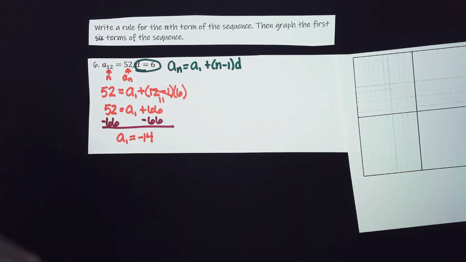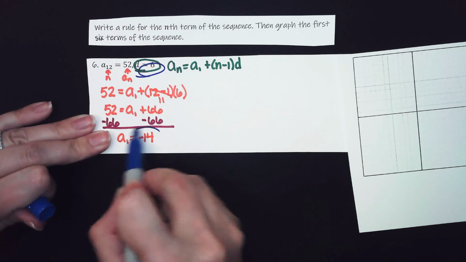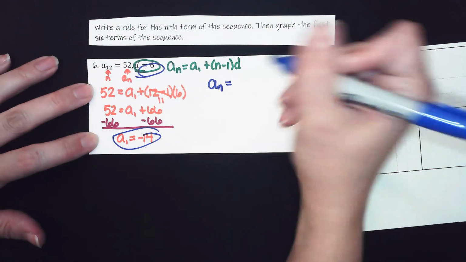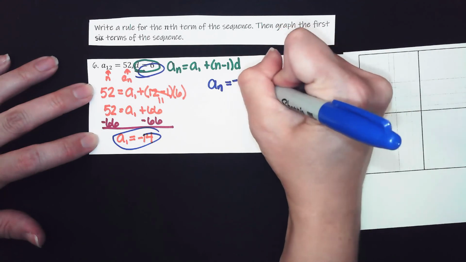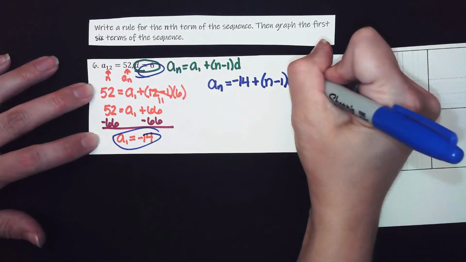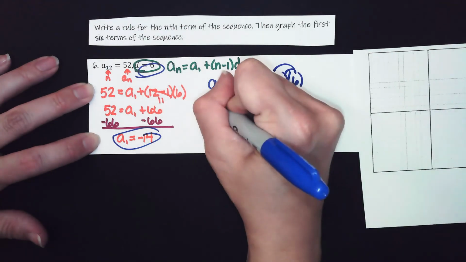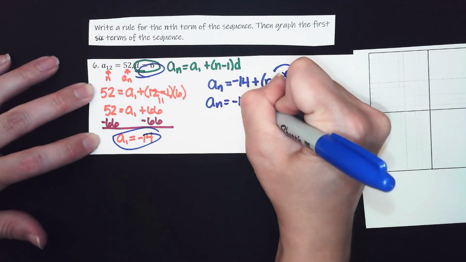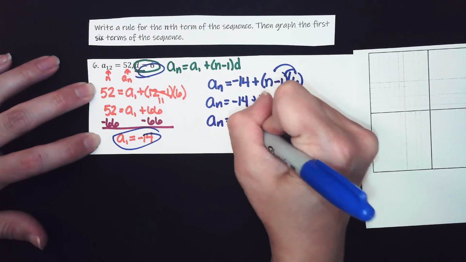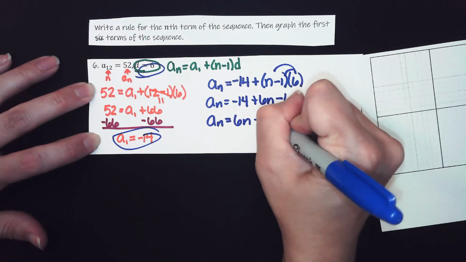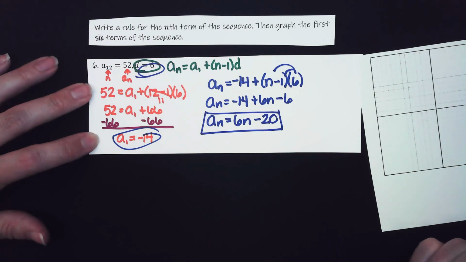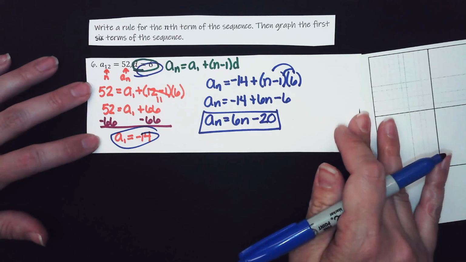When writing my rule, I know D and I know A1. So AN is going to equal negative 14 plus N minus 1 times 6. We distribute the 6, so AN equals negative 14 plus 6N minus 6. Collect like terms and rewrite it. So 6N minus 20 is our rule. There we go. And we need to graph those first terms.